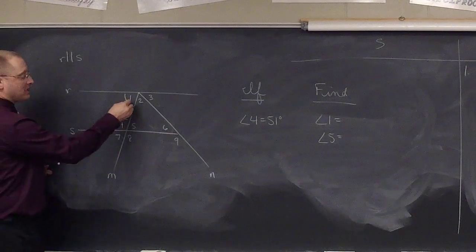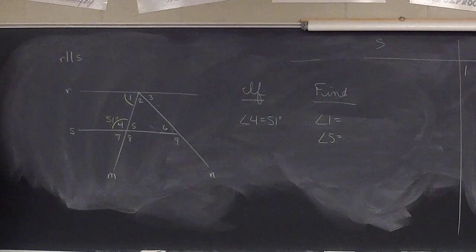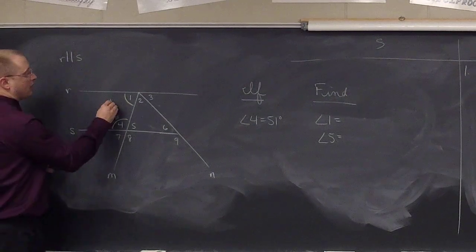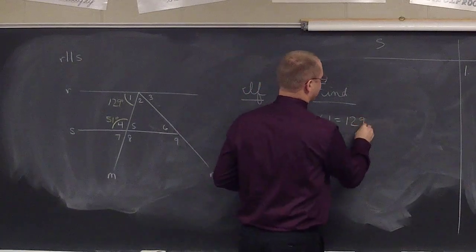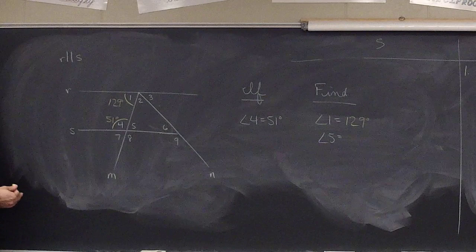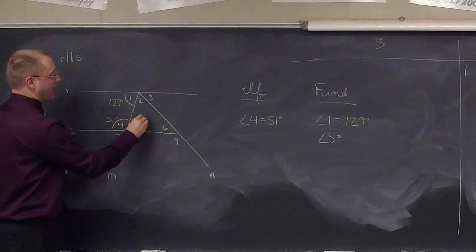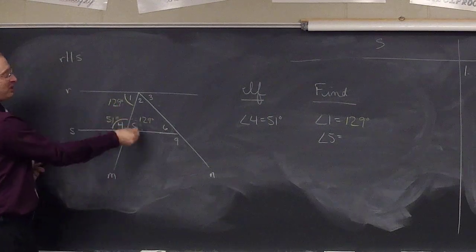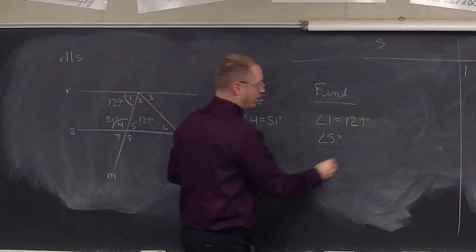So I know these are going to be supplementary to each other. I just have to find the supplement, which would be, back to Michael, 129 degrees. Now, is it wrong to find angle 5 first? Not at all. In fact, that's how we proved the corollary. We said, well, together 4 and 5 make a straight angle, so we know 5 is 129, and since alternate interior angles are equal, 1 equals 5, so they're both 129 degrees.